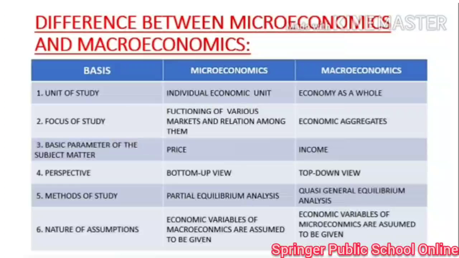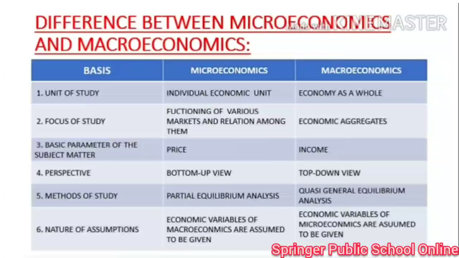Number two, focus of study. Microeconomics deals with determination of prices and quantities in individual markets. It is concerned with allocation of resources among individuals, firms, and industries. Thus, microeconomics deals with the functioning of various markets, both commodity markets and factor markets, and the relation among these. On the other hand, macroeconomics deals with broader economic aggregates like national income, total employment, aggregate consumption, aggregate savings and investment, general price level, economic growth, and balance of payments.